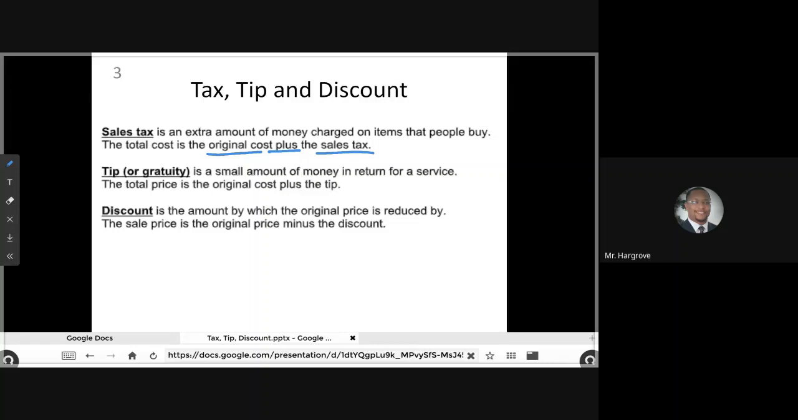So there are going to be some problems that ask you just what is the sales tax by itself, and then you're going to see problems that say what is the total cost including sales tax. So you have to make sure you're reading the question carefully.